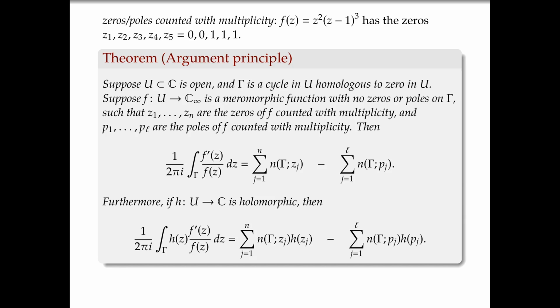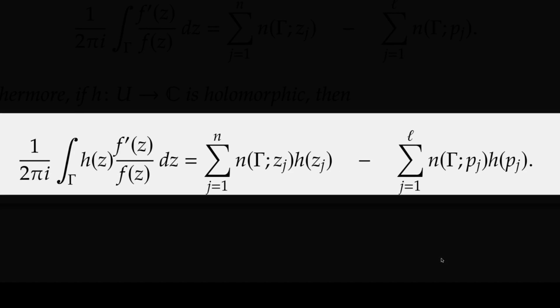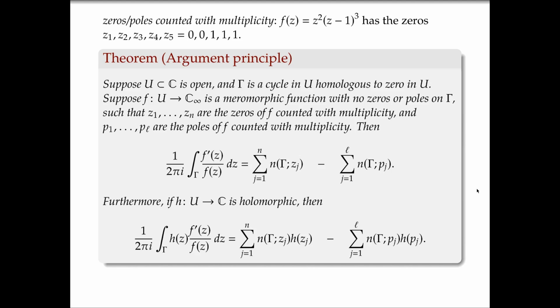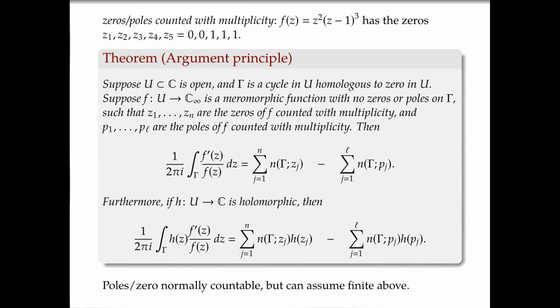If we have a holomorphic function, let's call it h, on U, and we stick it into the integral, then we have the following formula. We basically have the h in there, and then the h comes in on the right hand side, being evaluated at the zeros and at the poles. It's an arbitrary holomorphic function.